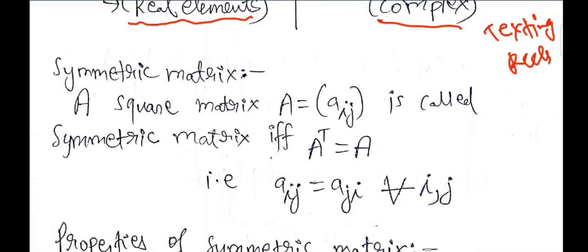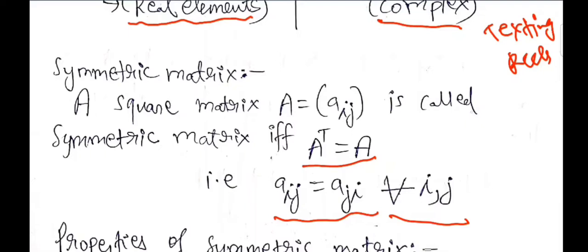So, a square matrix A equal to Aij is called a symmetric matrix. Now when will it be called symmetric? If A transpose is equal to A, then it is called a symmetric matrix. Aij equals Aji for all i, j. What does this mean? Simply, if you interchange the row number and column number, you get the identical element.